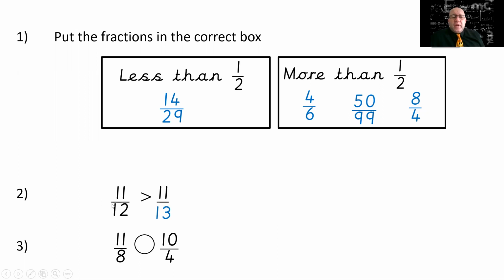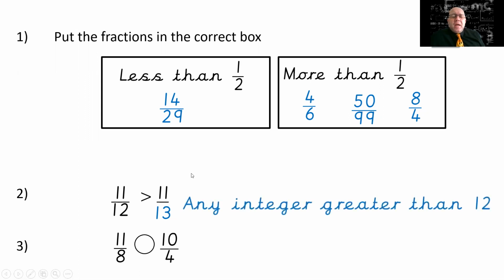11/12. Remember, if we cut the pizza into 12 equal pieces or 13 equal pieces, then the 12 equal pieces are going to be bigger pieces. So 11/12, 13, or any other number bigger than 13. So you could have said 11/13, 14, 15, 16, 120, 243, whatever you like. As long as the number is 13 or bigger, your answer's correct.